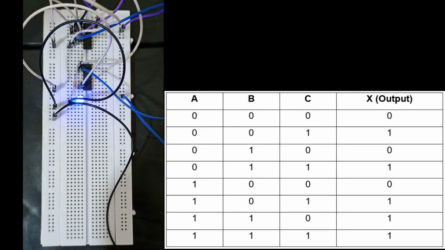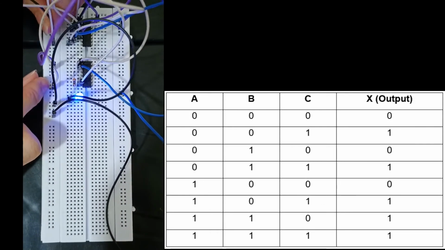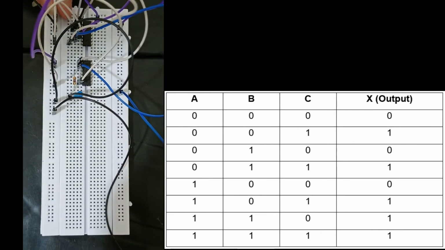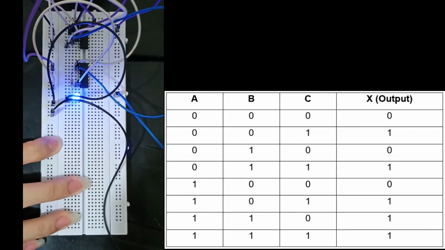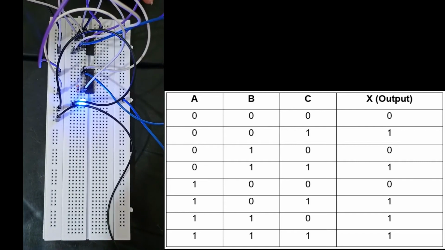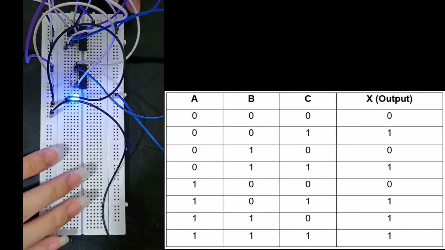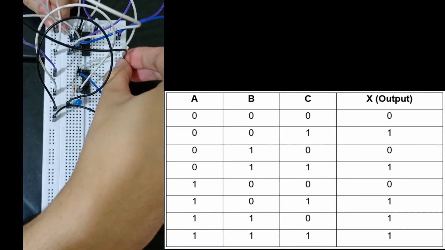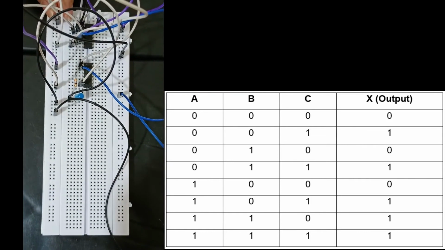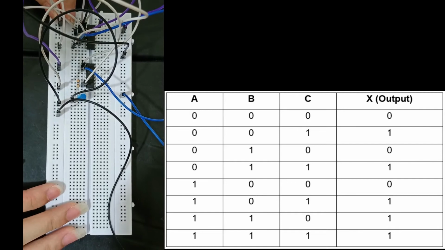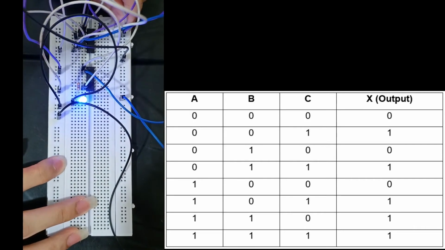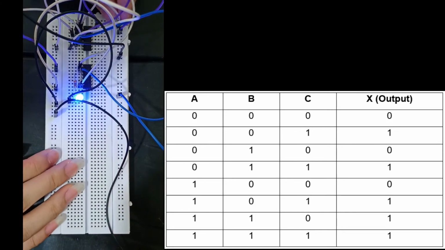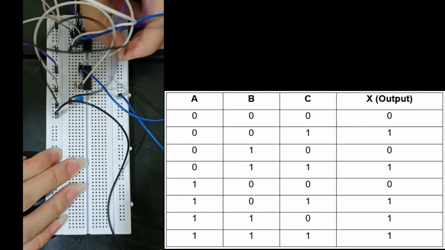If the 3 inputs are 0, the output will be off. If we put the input C to 1, the output will be on. If the inputs are 0, 1, and 0, the output will be off. If the inputs are 0, 1, and 1, the output will be on. For inputs 1, 0, and 0, the output will be off.